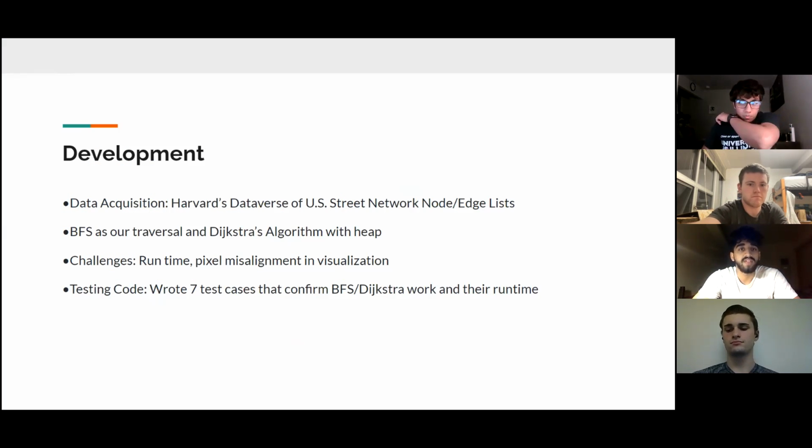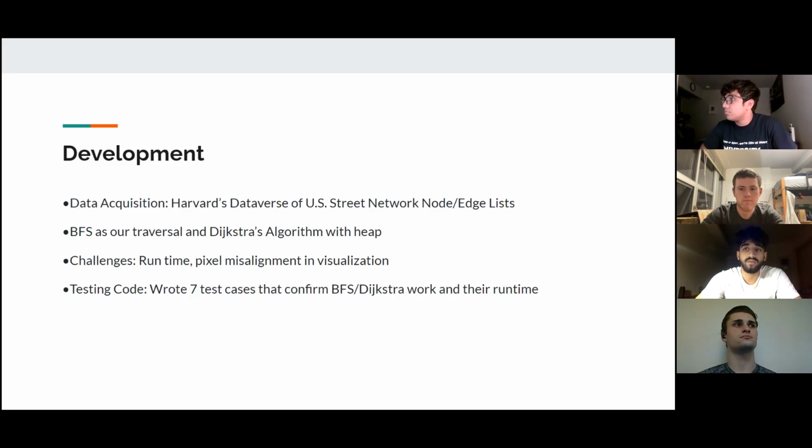During our development stage, we acquired our data from Harvard's Dataverse of US Street Network Node Edge List. We chose California as our state only because there were so many points of interest that we could use in our program. And with this, we decided to use BFS as a traversal, and for our shortest path algorithm, we used Dijkstra's algorithm with heap. We chose BFS over DFS only because it would be more efficient, and we chose Dijkstra's because it was an effective path finding algorithm.